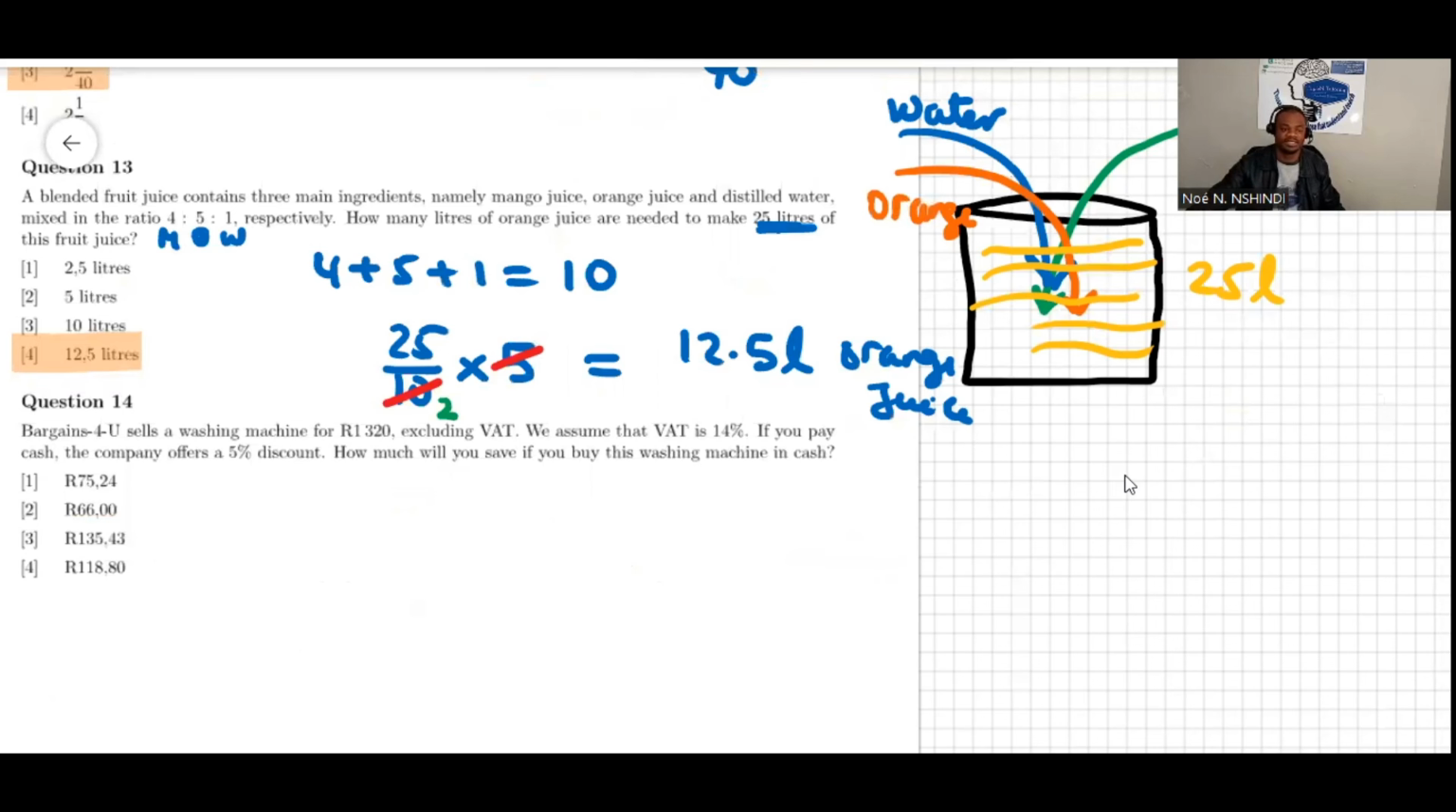Bag&For-You sells a washing machine for 1,320 rand, excluding the VAT, without VAT. So we assume that the VAT is 14%. If you pay cash, the company offers a 5% discount. How much will you save if you buy this washing machine in cash?